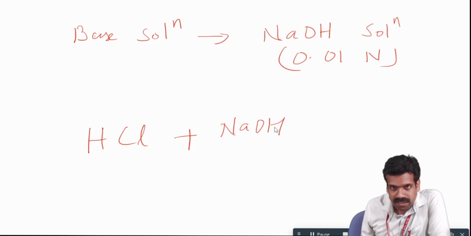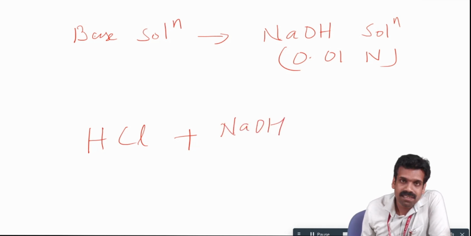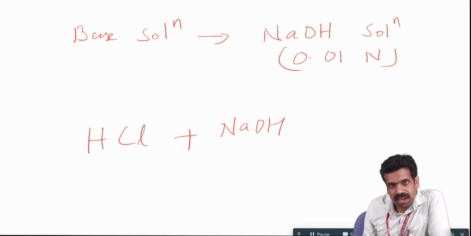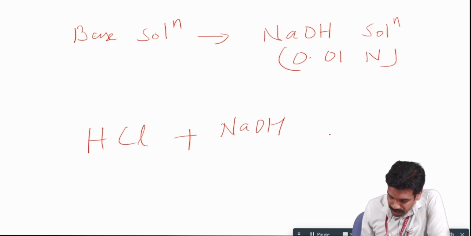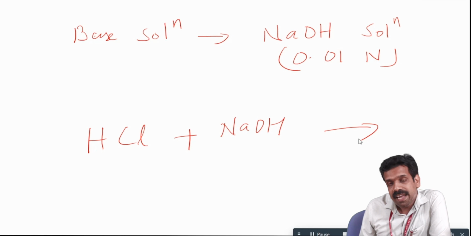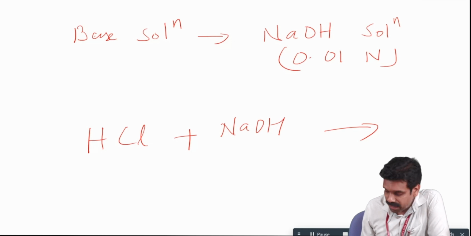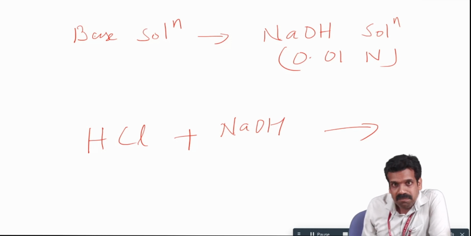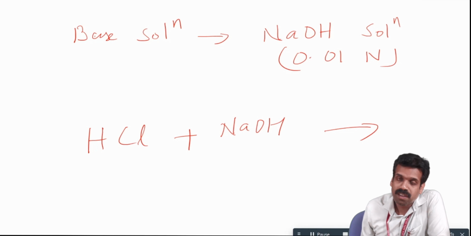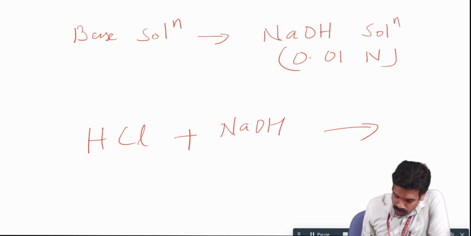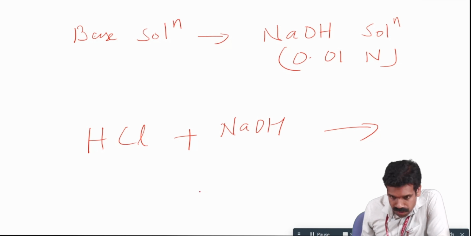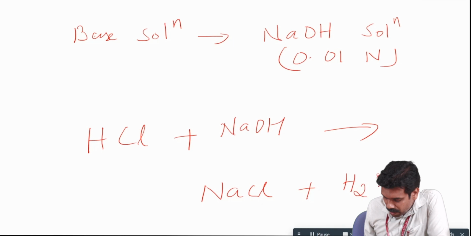You can choose other bases as well, but since HCl is a strong acid, we have taken NaOH as the strong base. Now, when an acid reacts with a base, what are the products that you are going to get? I am sure you might have studied at your intermediate level that when an acid reacts with a base, you are going to get the corresponding salt and water. So in this example, when HCl reacts with the base NaOH, you are going to get NaCl as the salt and water as the byproduct.